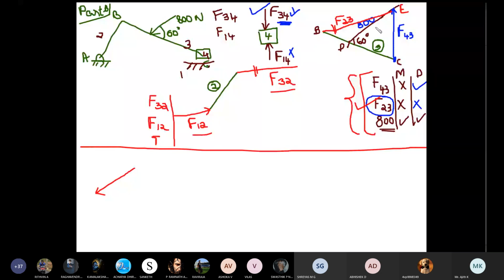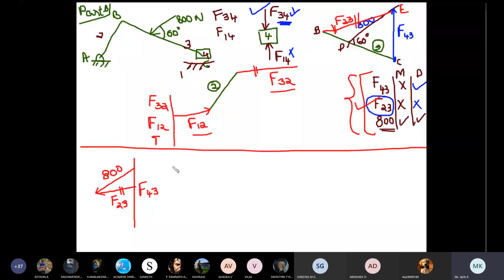Next we'll plot F43. What is the direction of F43? It is exactly vertical. Its length is unknown. We'll simply draw one line. This is F43. This is 800 Newton. And the last line, F23. From this point, draw a line parallel to F23. This line represents F23. So draw a parallel line to F23 in the free body diagram.